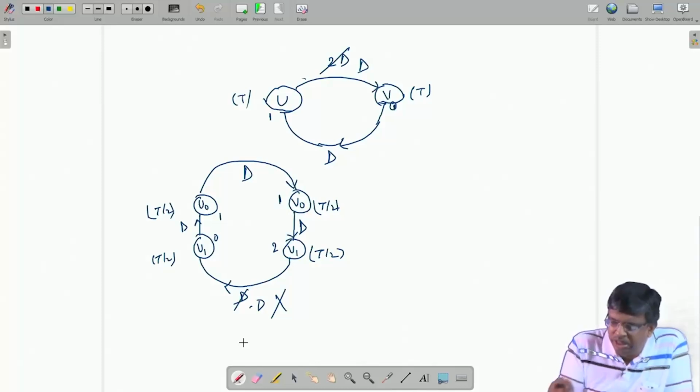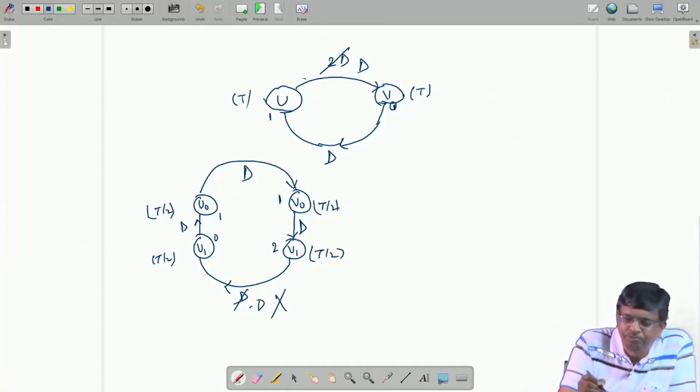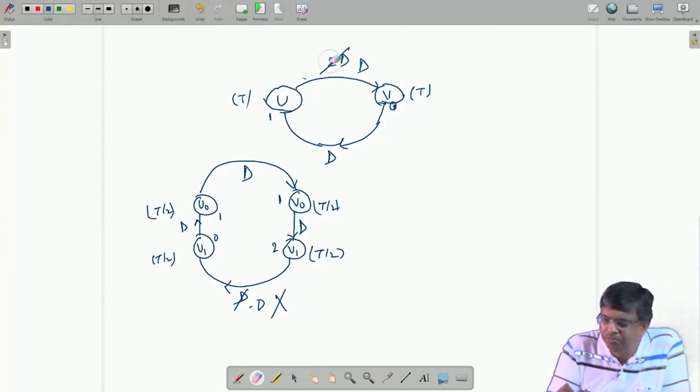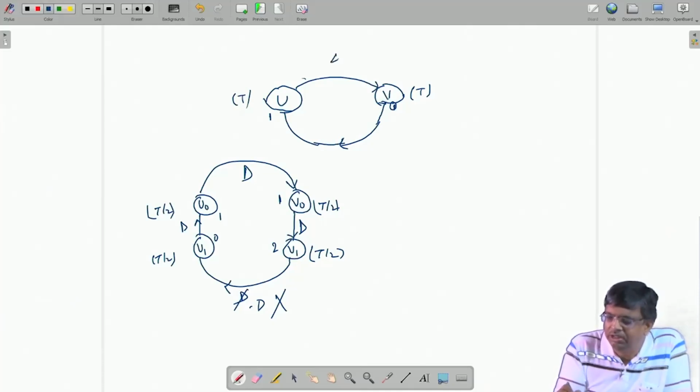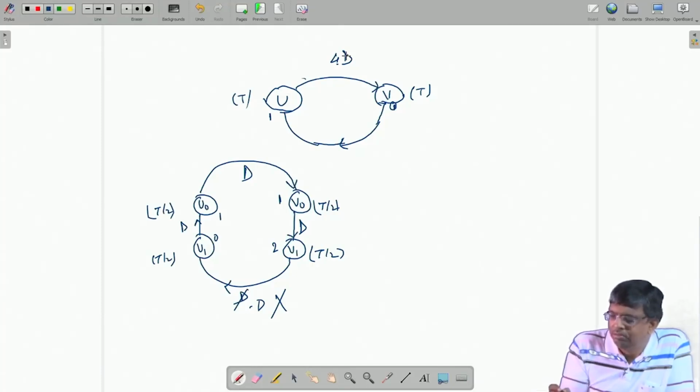suppose I had more delay in the loop. Suppose originally instead of 2d, I had more delay. I had say 4d. Then by choosing maybe 2 here and 0 here, I can bring in 0 plus 2 minus 0. So, 2d here and 4 plus 0 minus 2. So, 2d here. Okay. So, 2d, 2d.